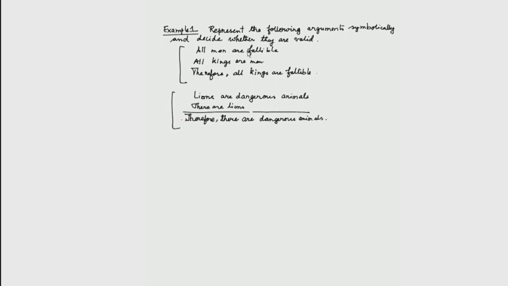This is another argument. Now, let us look at the first argument. Let M(x) be the predicate, x is a man. And K(x) is the predicate, x is a king, and F(x) is the predicate, x is fallible.